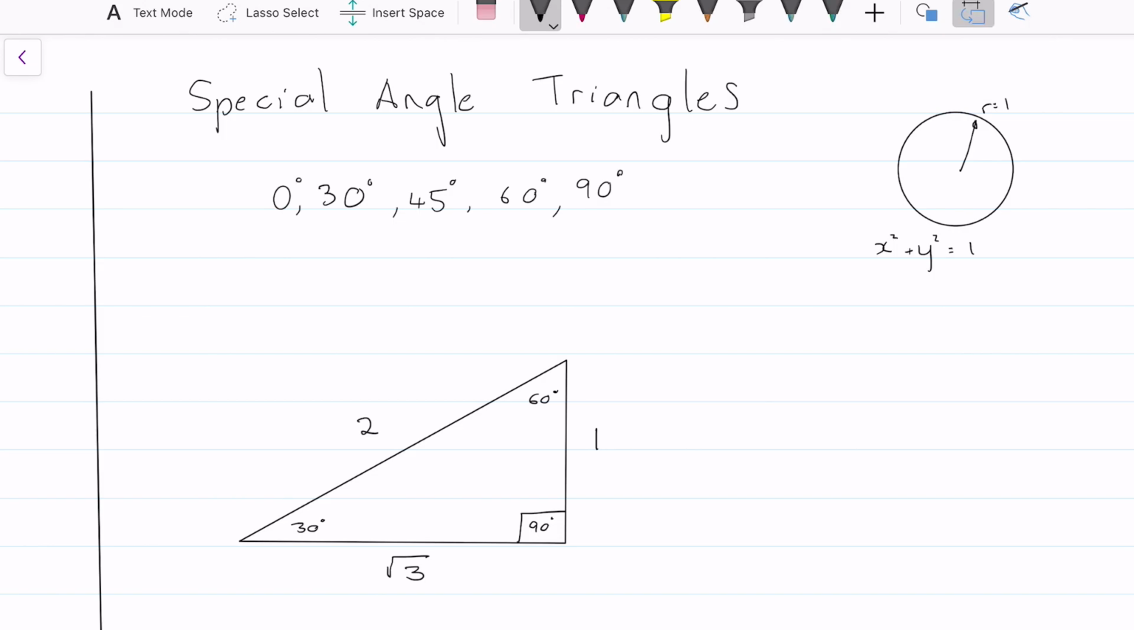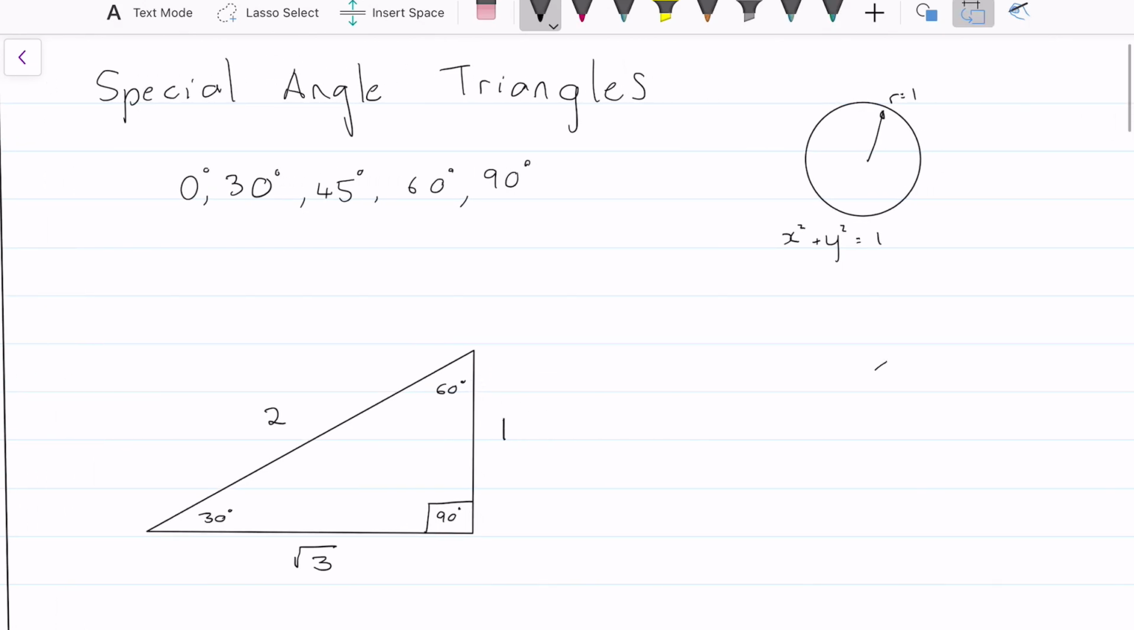For the second triangle, let me try to draw it better. I'll give it one more shot and then I'm going to give up and hope you understand. Yeah, that's pretty nice. We have a 45 degree and 90 degree triangle, so an isosceles triangle. The length of this side is 1, the length of this side is 1, and the length of this side is square root of 2.